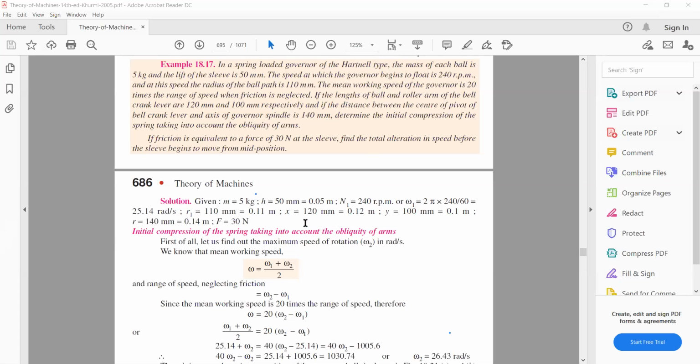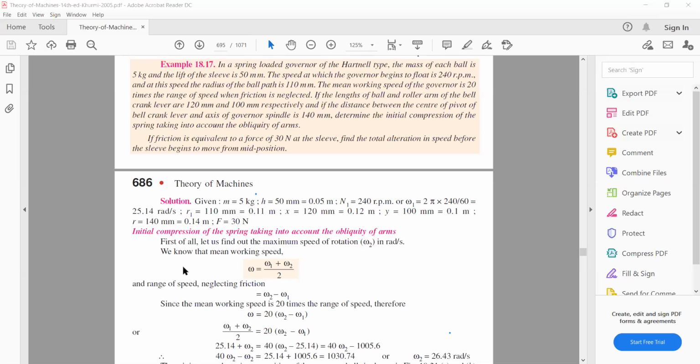And bell crank lever length, so x equals 120 mm and y equals 100 mm, and r equals 140 mm. So the distance between the center of the pivot of the bell crank lever and the axis of the governor spindle is r equals 140 mm, so 0.14 meter. And the second condition is that friction is also taken into account, so F equals 13 newtons.